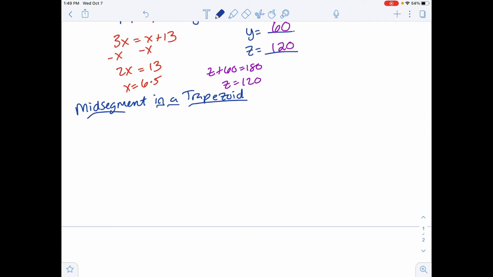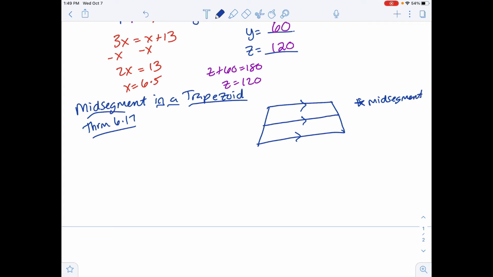So, a mid-segment in a trapezoid. Okay, this is technically Theorem 6.17 if you're naming them that way. So if I have a mid-segment in a trapezoid, the first thing that we want to do is draw it so we know what we're looking at. So here's my trapezoid. Now the mid-segment goes right through the middle.